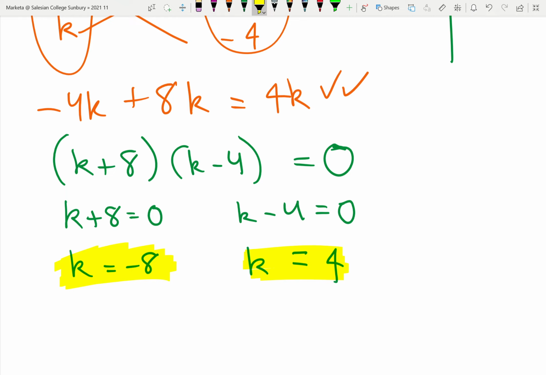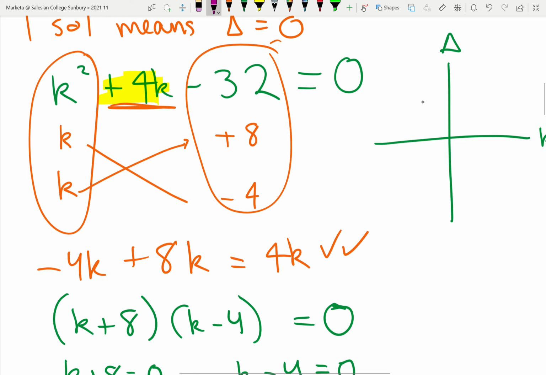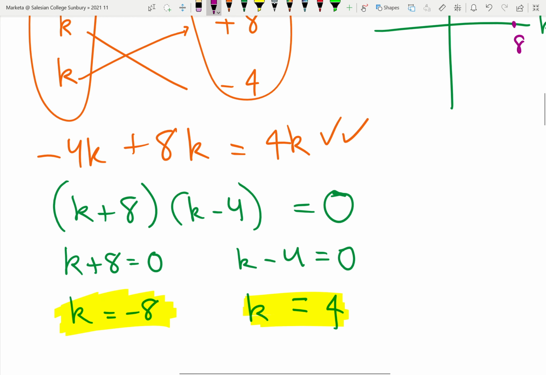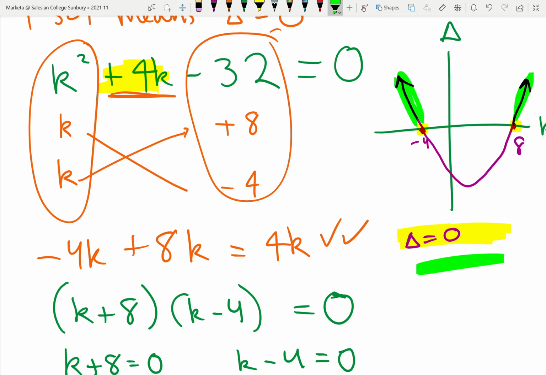the discriminant is 0. For those of you who want to look a little further, if we were to graph this, that would be an x-intercept at 8 and an x-intercept at negative 4. So your graph would look like this, and we're talking about where the discriminant is going to be 0. So we're talking about those values here. On the graph, this is discriminant equals 0 in yellow. If we were looking for when the discriminant is greater than 0, that's these parts here.